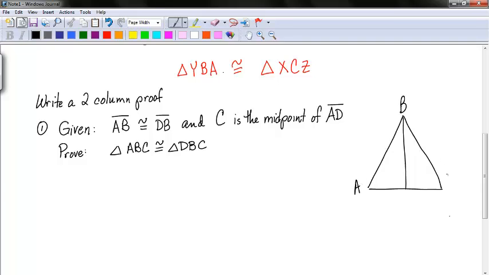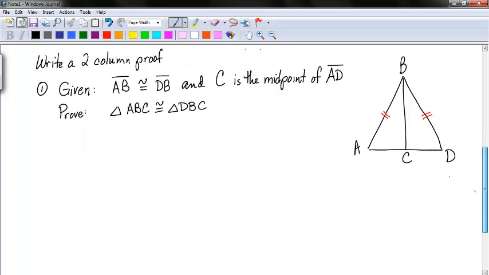Label this A, this B, this D, and this is C. Okay? Now, it tells you that AB is congruent to DB, so that ought to be marked. Okay? AB is congruent to DB. You can use one line or you can use two, as long as you can tell that they're equal. And C is the midpoint. Okay, so now we're going to go through the proof.